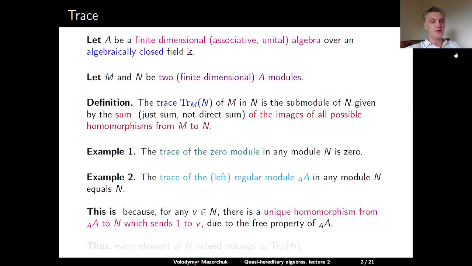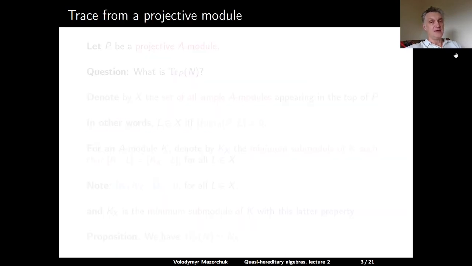That's because for any element v in N, there is a unique homomorphism from the regular module A to N, which sends the identity element in A to v. That's exactly the free property of the left regular A module. And so every element of N definitely belongs to the image of some homomorphism from the left regular module A to N. We will be especially interested in traces which start from a projective module.